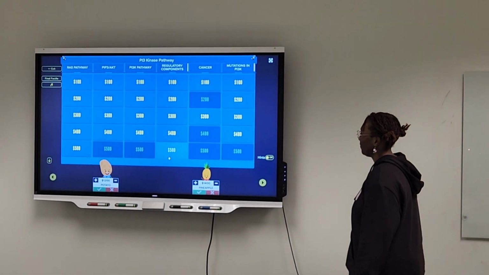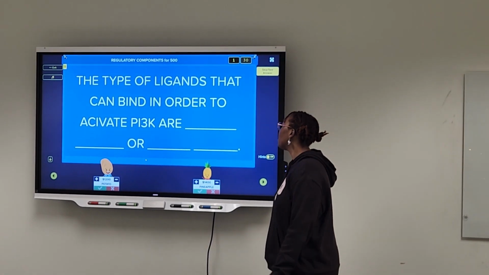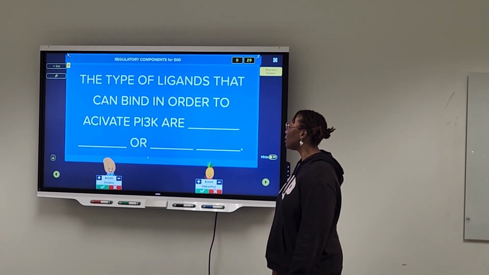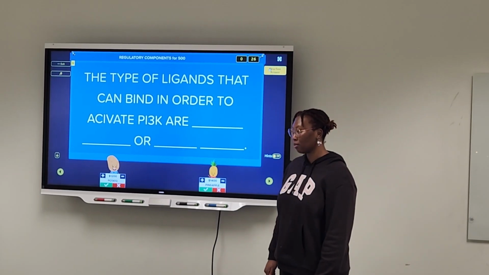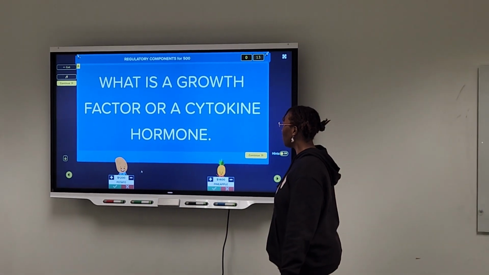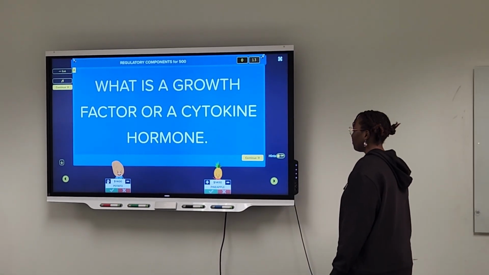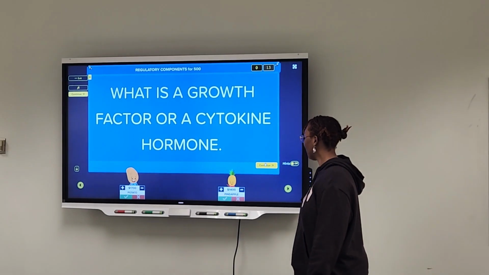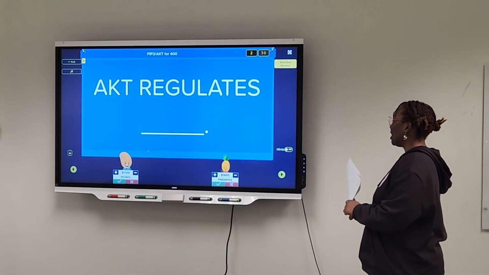Bianca. Can I do regulatory components for 500, please? The type of ligands that can bind in order to activate PI3K are blank, blank, or blank, blank. What is growth factors or cytokine hormones? That is correct. Brianna. Can I do PIP3/AKT for 400? AKT regulates blank. What is the cell cycle?